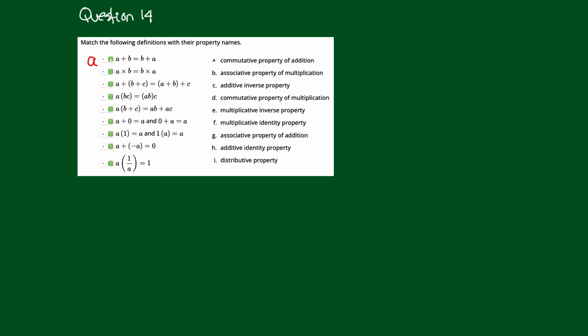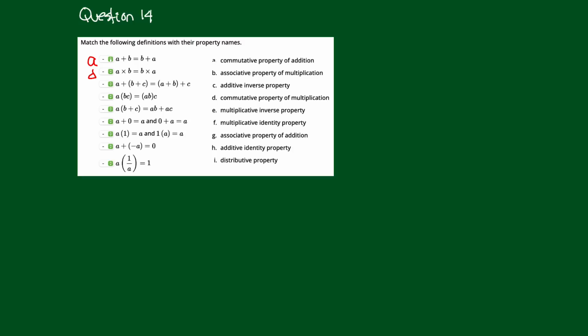Now, what about this one? Well, this is a multiplication, right? A times B, B times A. That's the commutative property of multiplication. So do we see that one over here? Look for commutative. Here it is. Commutative property of multiplication. So that's a D. So I'm going to indicate that one as a D.